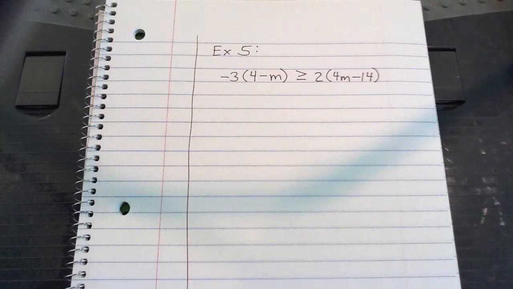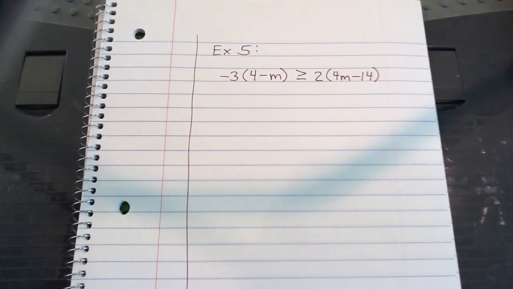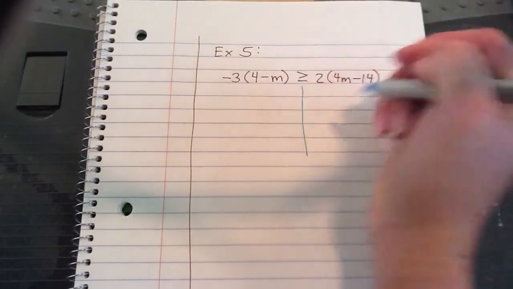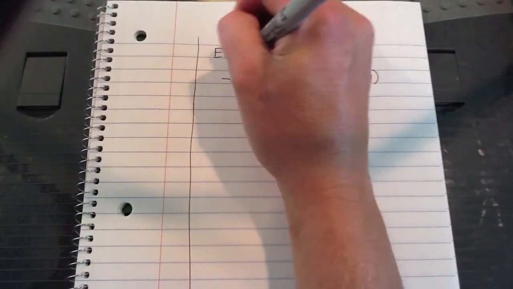Write this example down, hit pause, try it. This is just another type of problem you're going to come across. Same rules you've already learned apply. And then once you're ready, hit play. You should have started with a line and then distributing.